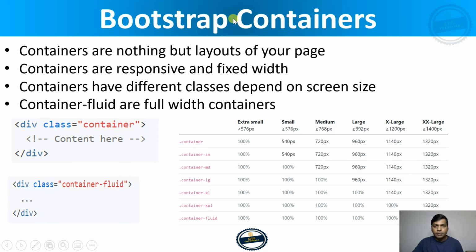We are going to see about Bootstrap containers. Containers are nothing but the layouts of your page, and Bootstrap starts with containers, and you need to set the containers depending on your screen size. There are two types of container: one is the normal container and one is container-fluid. Container-fluid is your full-width container, which we are going to see with examples.